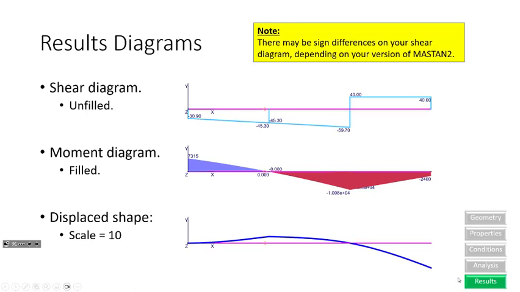You should get a shear diagram that looks something like that. Here's what the shear diagram looks like if you plot it as unfilled, and then here's what the moment diagram looks like if you plot it as filled. You have an option there in MASTAN to fill the diagrams.